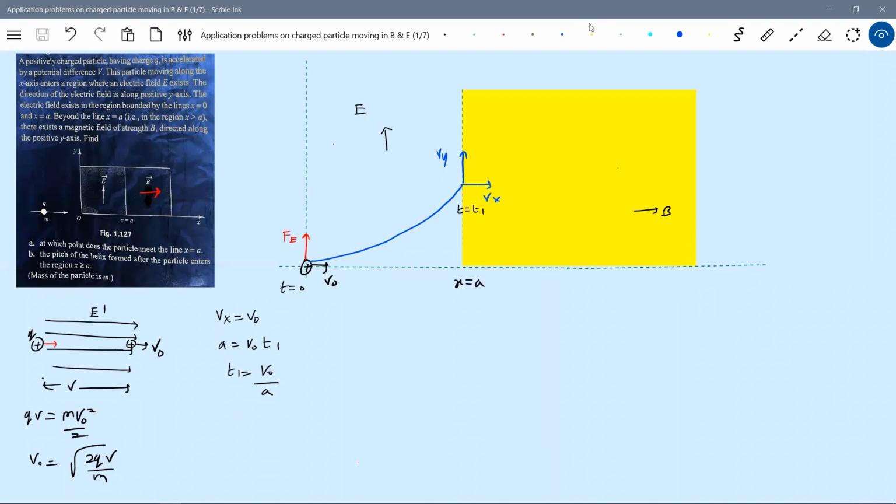Then what about Vy? How to calculate Vy? Vy shall be Ay into T1. What is Ay? QE by m.